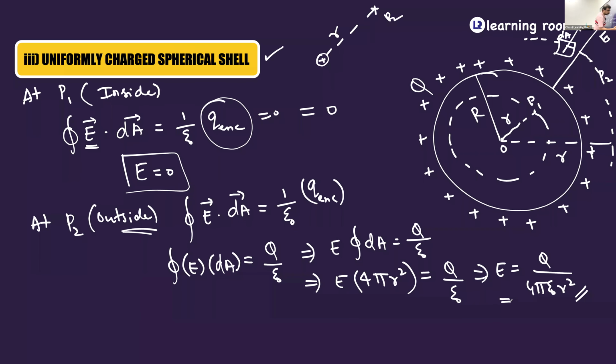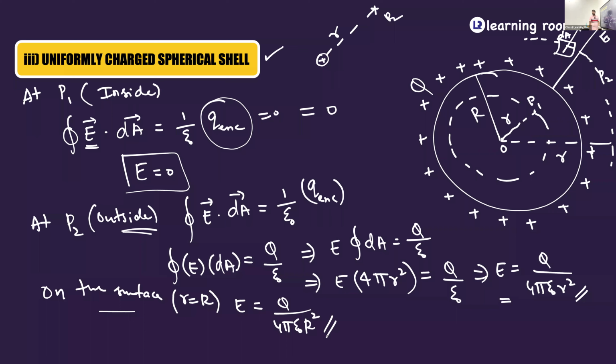Now, the last one is on the surface, which is simple. So when I say on the surface, small r will be equal to capital R. Take this and substitute it there. What is going to be the value of electric field? E will be Q divided by 4 pi epsilon naught capital R square. Now understand this capital R square. Capital R is a constant. Small r is a variable. So is it clear till this step?